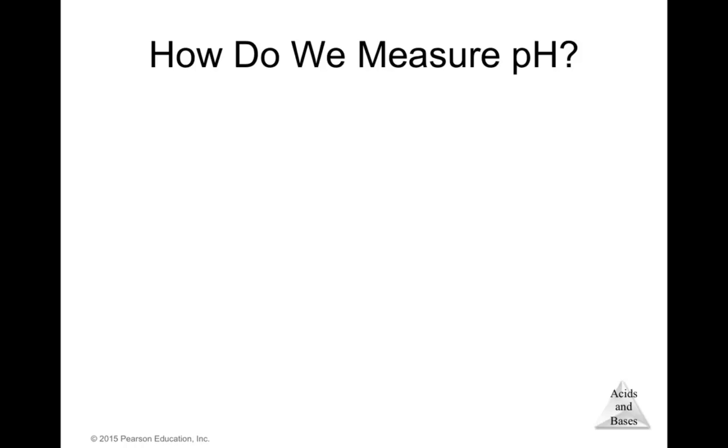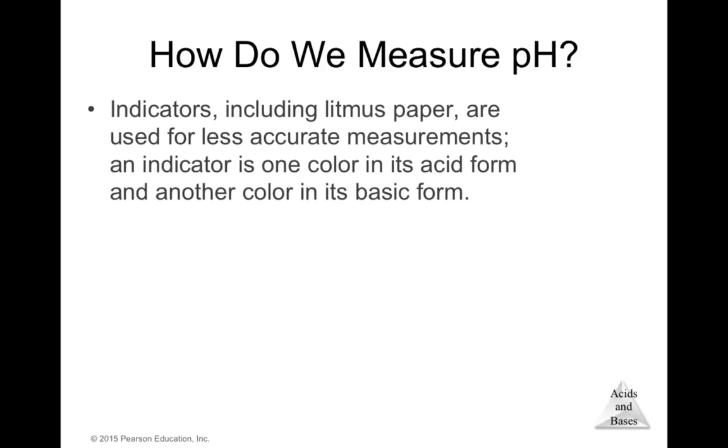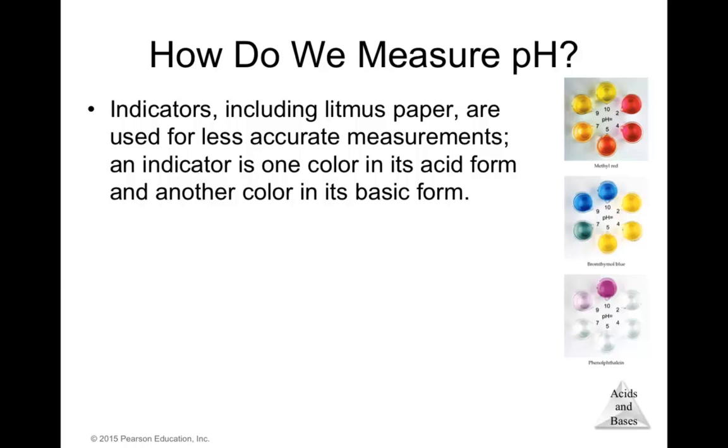How do we measure the pH? We have several ways to measure the pH of a solution. Indicators, including litmus papers, are used for less accurate measurements. An indicator is one color in its acidic form and another color in its basic form.